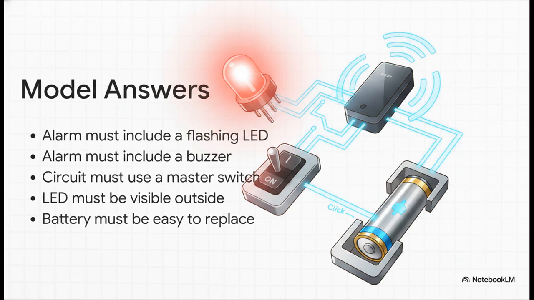Your mandatory targets were a flashing LED to alert people with different abilities, an audible buzzer, a master switch, an LED that is visible on the outside of the housing, and a battery that is actually easy to replace. Naming any 3 of those earns full marks. Notice how these are specific functional features, unlike constraints which just limit your resources.